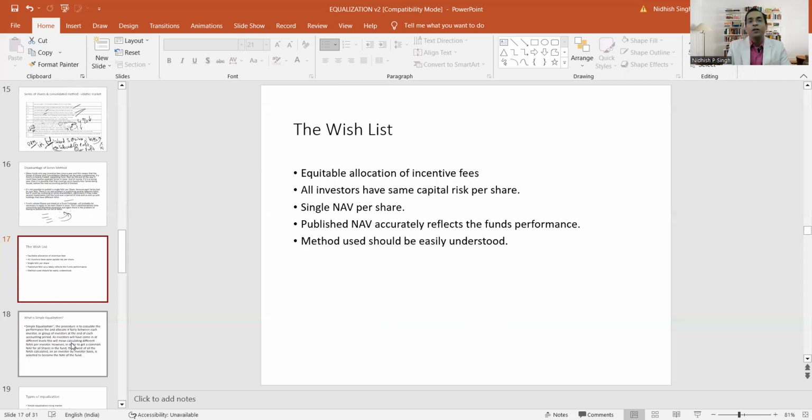Single NAV per share, that is again for the series accounting. Published NAV accurately reflects the fund performance. So if it is for a mutual fund or any such fund where the NAV is being published, then it should reflect all the accurate performance. So these are the wish list of the series accounting, where the incentive fee should be accurate, roll forward should be done accurately, and investors should bear the same risk if they are part of the same class.